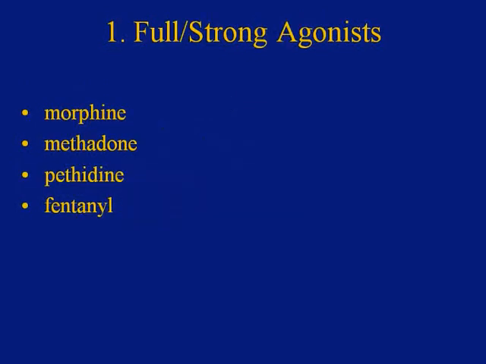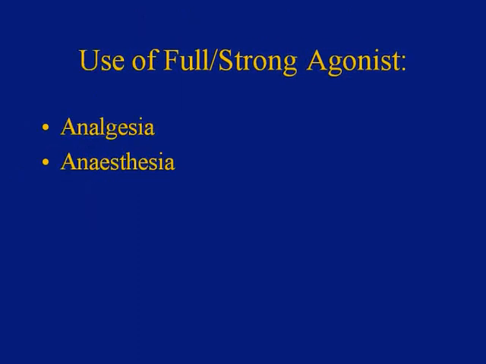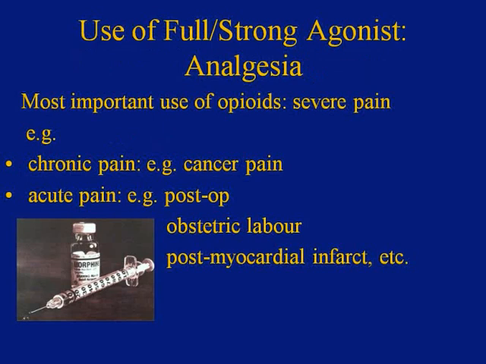So let's start off with the full agonists, or the strong agonists, and we're going to consider four of them: morphine, methadone, pethidine, and fentanyl. These drugs are used mostly for analgesia, and some are used for anesthesia. The most important use for these drugs is analgesia. These are for severe pain, not minor pain: chronic pain, severe pain like cancer pain, or very acute pain like after an operation, or during labor, or after the patient has had a myocardial infarction.